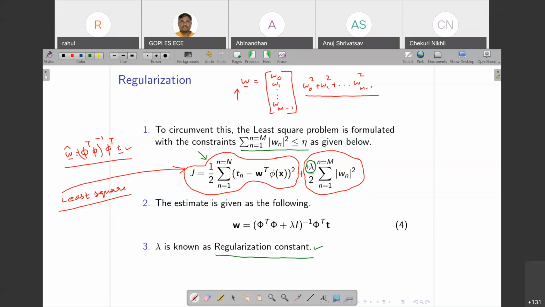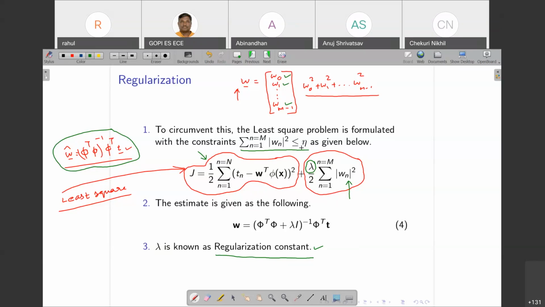We are imposing some condition on this w. In the original case, there is no restriction on the elements of w; you can have any range of values. But now I am imposing some condition. I wanted this magnitude square also to be minimum, and I don't want that value to be 0 either. If all the values are 0, then it will get minimized, but I don't want that.